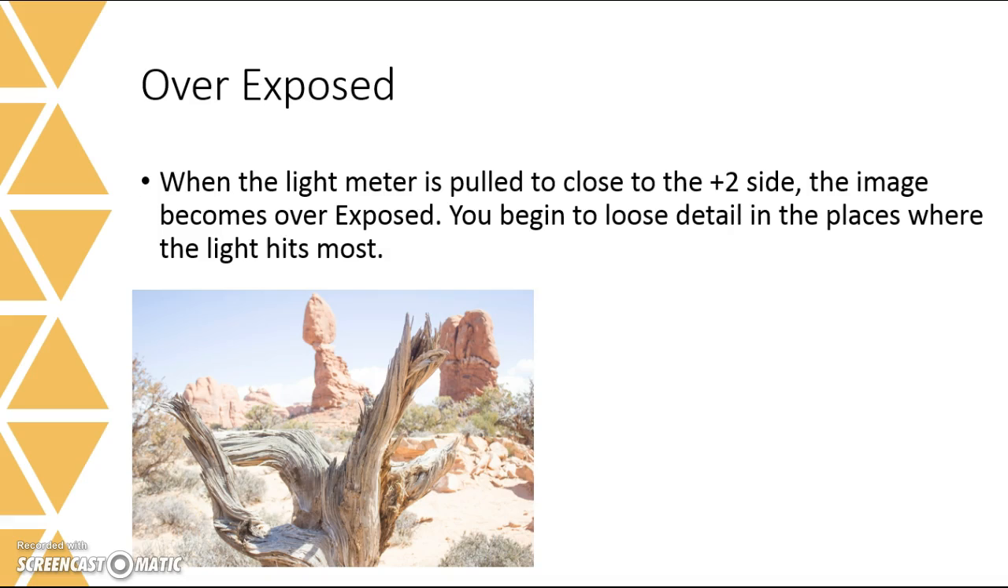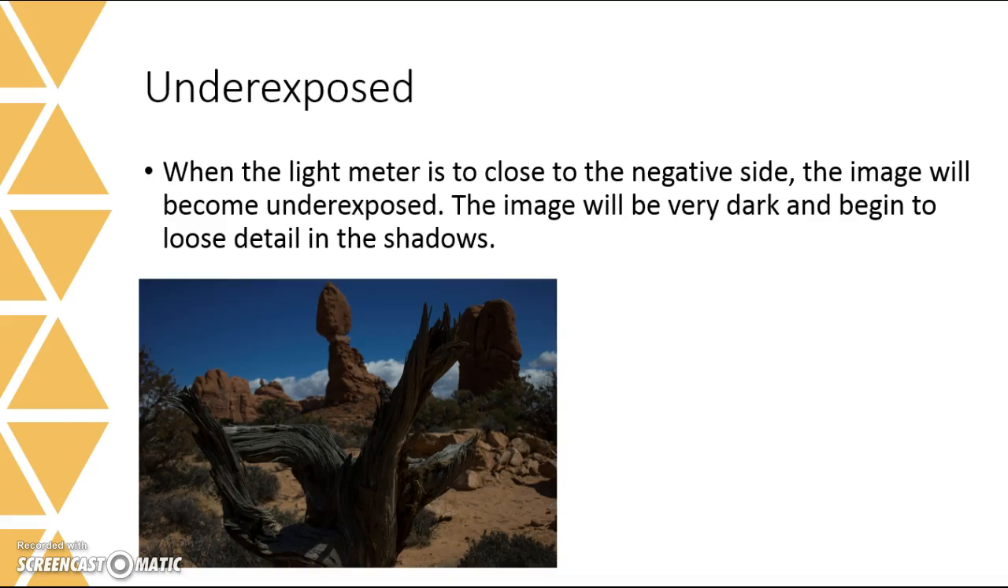When the light meter is too close to the +2 side, that means it's going to be overexposed. You begin to lose detail in the places where the light hits most. So as you can see in this image below, it is losing detail and it's too bright. It doesn't look good. Underexposed is the opposite side of the problem. It's when the light meter is too close to the negative side and the image turns out darker and you lose details in places where you should have it. Again, you can see in the image that it's just too dark and it doesn't look very good.